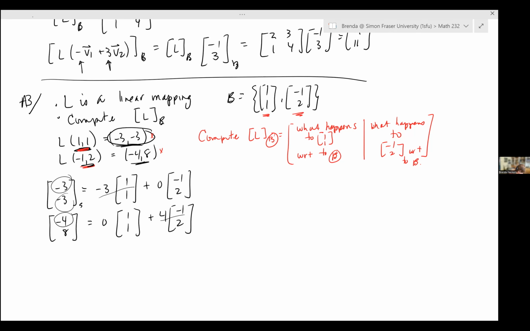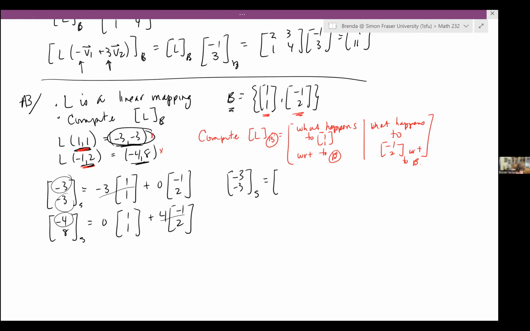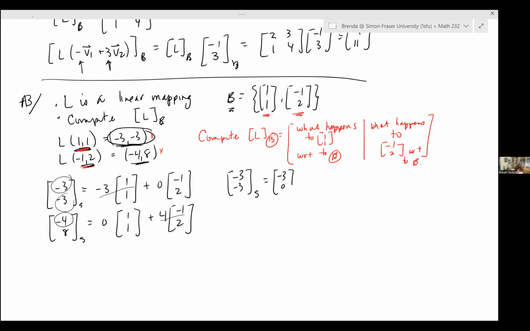Okay, so I can see that these vectors in S, I observe what combination they are of the basis vectors of B, and then that tells me that this -3 -3 relative to the standard basis is in fact -3 0, the coordinates in basis B. And then this one is the same thing. -4 8 in S is 0 4 in B.